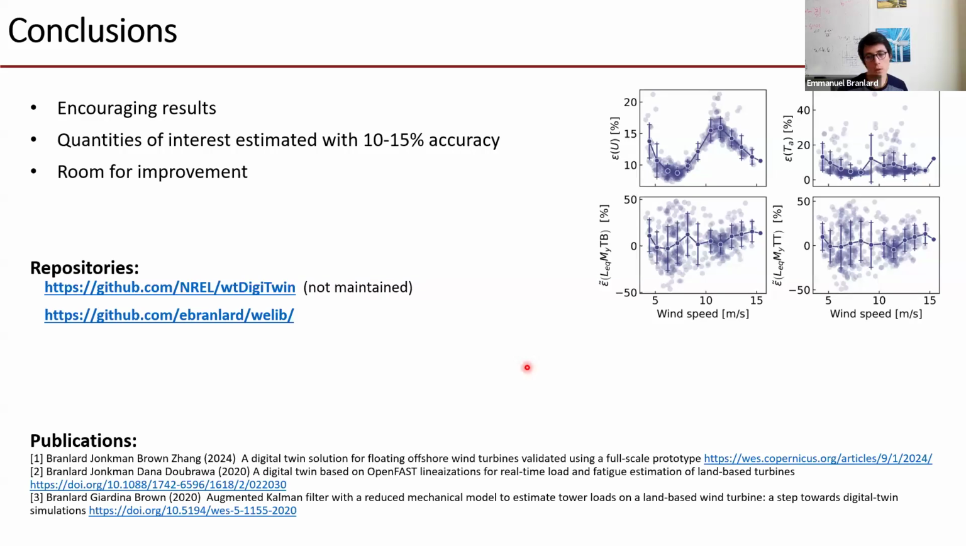There's definitely room for improvement in increasing the complexity of the model, trying to estimate the health of other components than the tower, like the shaft, the gearbox, the substructure, the floater. But this is our first step. So this was posted on the NREL repository back then. It's not maintained anymore. And otherwise, we also have our Python tools in a different repository.